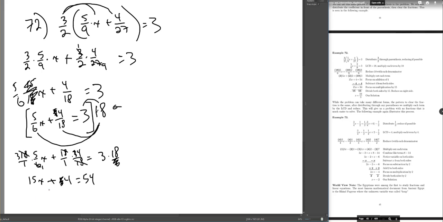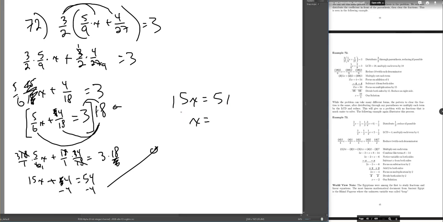So now I want to get rid of this 4 here, put it on this side, because we want to put all the like terms on one side. Here we have 15 apples plus 4 numbers equals 54 numbers. The apples have to stay on one side, and everything else has to go on the other. So I'm going to do minus 4. So I get 15x equals 50.